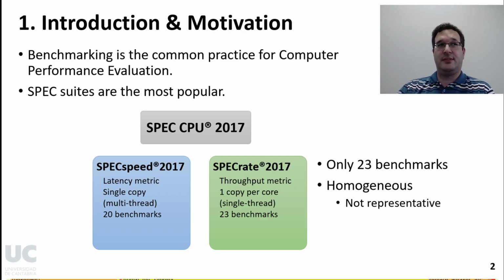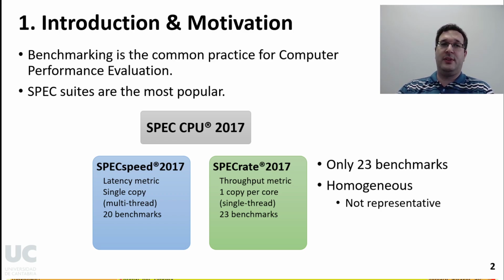One of the key aspects of SPEC CPU is the definition of different suites according to the performance metric selected, like latency or throughput. On one hand, SPEC speed focuses on execution time metric, running a single multi-thread copy of each workload, and is optimized for high-speed execution. In contrast, SPEC rate analyzes throughput metrics, running one copy of the same application per core.